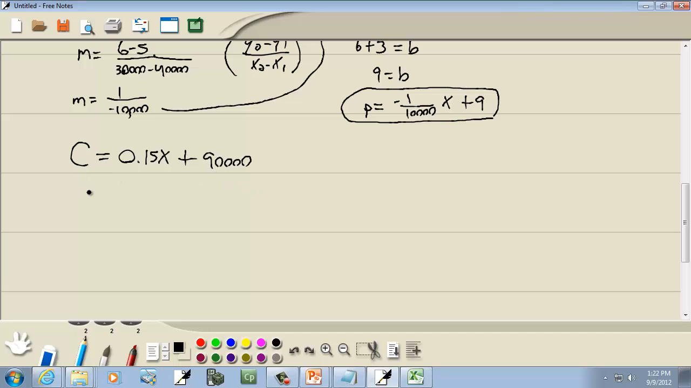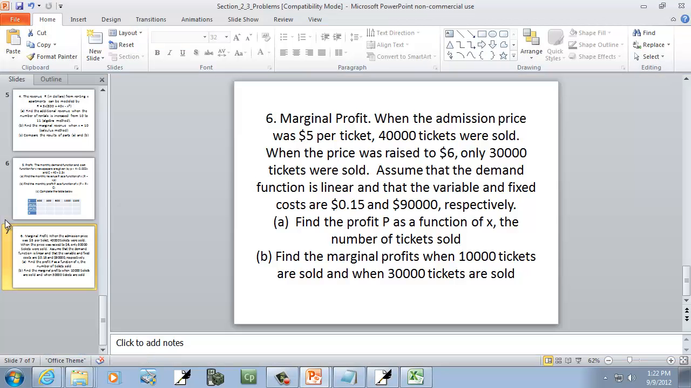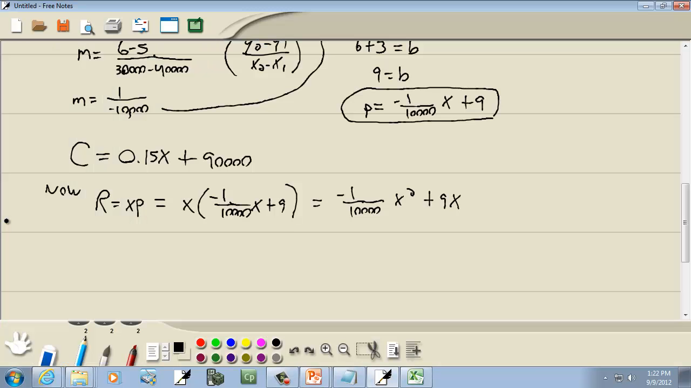Okay. Now, remember our revenue is equal to x times little p. So we're going to have x times little p here: negative 1 over 10,000 x plus 9. So that gives us negative 1 over 10,000 x squared, and x times 9 is 9x. We better read the instructions. Find profit P. Okay, yeah, we do need to find P.